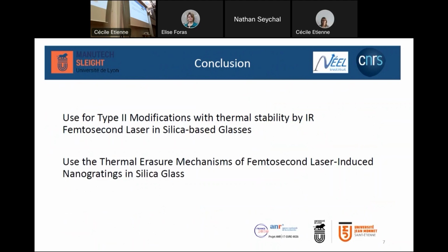To conclude, thanks to the observations made by analyzed surface observation, it could be used as a tool to characterize birefringent materials. So it could be used for projects such as type 2 modifications with thermal stability by infrared femtosecond laser in silica-based glasses, and for the thermal erasure mechanism of femtosecond laser induced nanogratings in silica glass.